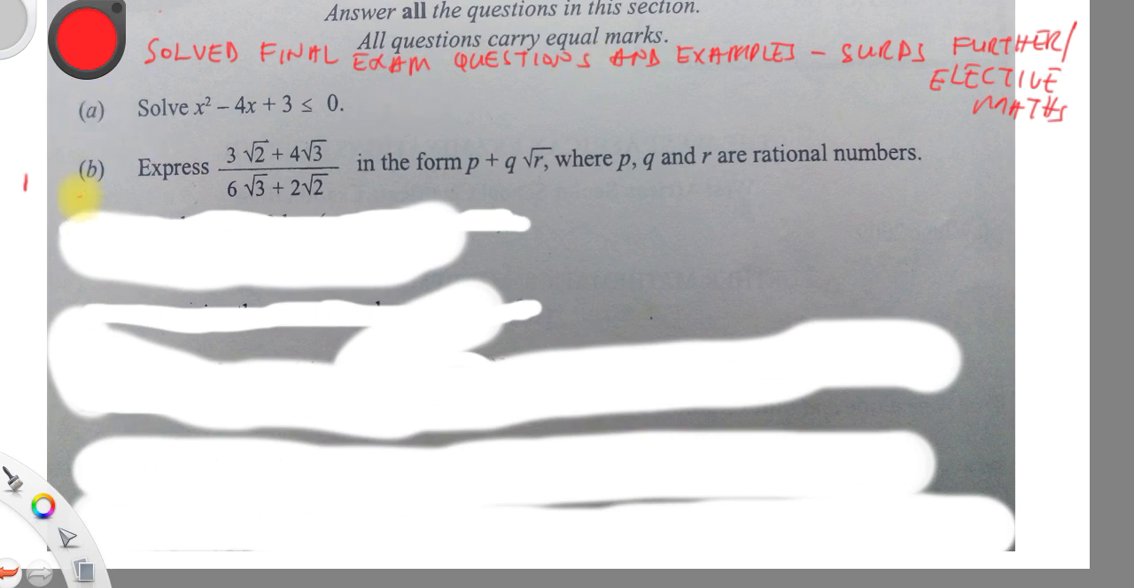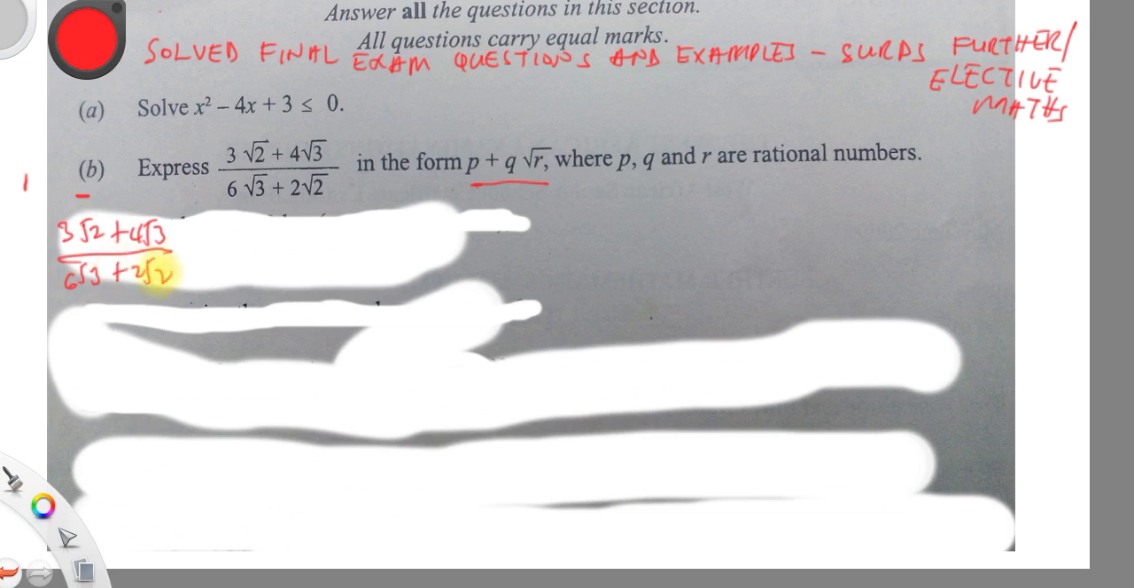This is the B. Express 3 root 2 plus 4 root 3 all over 6 root 3 plus 2 root 2 in the form P plus Q root R, where P, Q, and R are rational numbers. I think we just solved a similar example. Yes, guys, let us move on quickly. So we have 3 root 2 plus 4 root 3 all over 6 root 3 plus 2 root 2.